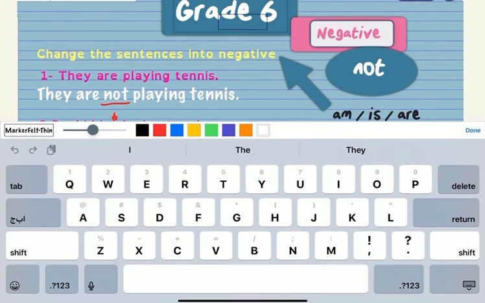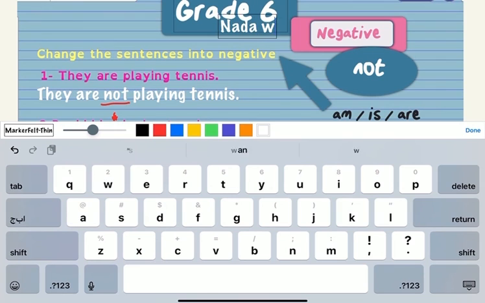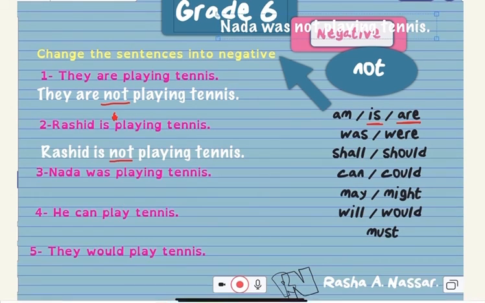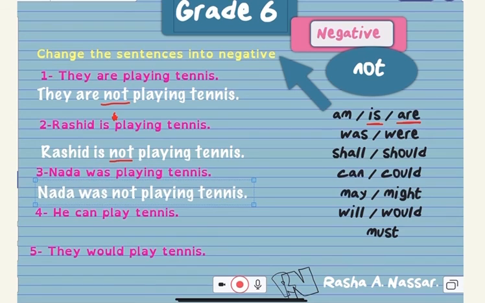So I will write here, Nada was not playing tennis. So here the answer will be Nada was not playing tennis. So if you see again are or is or was, I will put only not to change the sentence into negative.